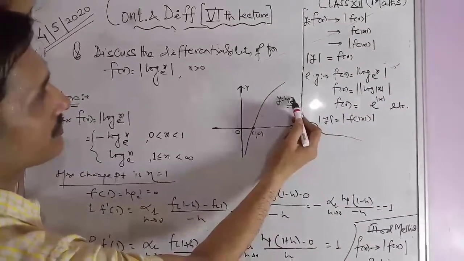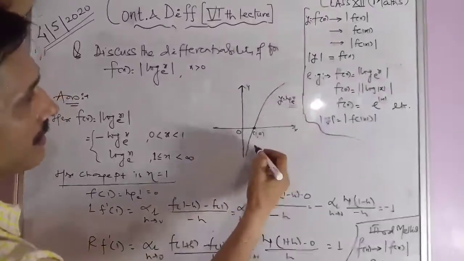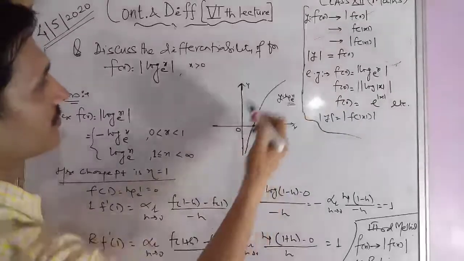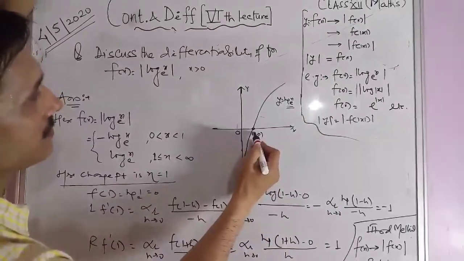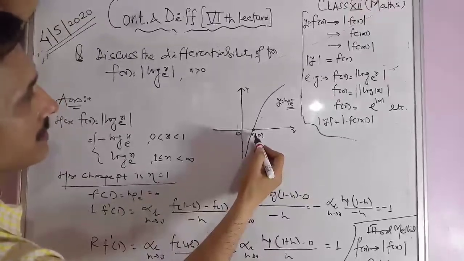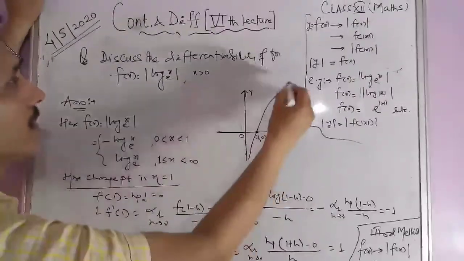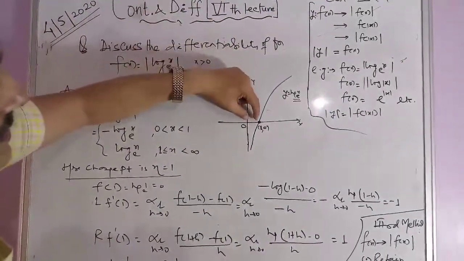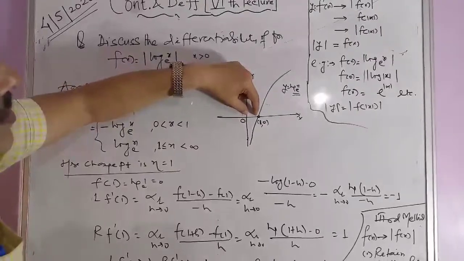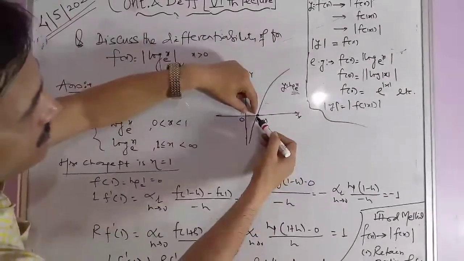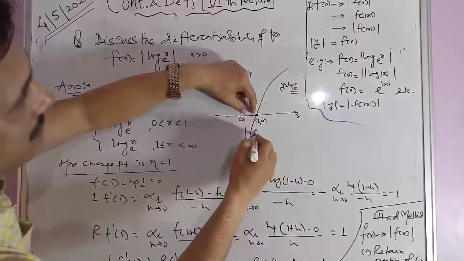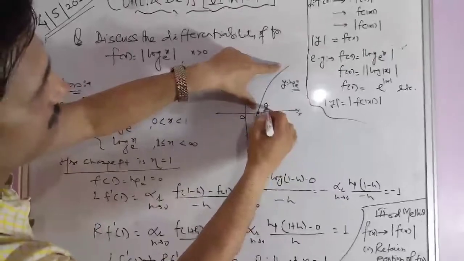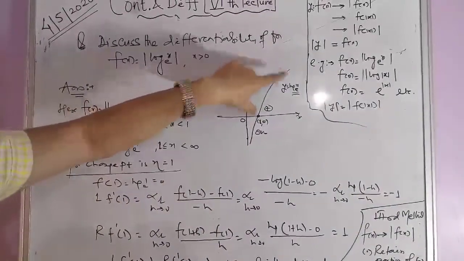Here the domain of the logarithmic function is x greater than 0, and the graph of the logarithmic function is this curve. This curve crosses the x-axis at x equal to 1, that is the point (1, 0). This is the graph of y equal to log x. Clearly from the graph, when x lies between 0 and 1, the portion of the log graph is below the x-axis, that is negative, and when x is greater than 1, the portion is above the x-axis, that is y is positive, log x is positive.